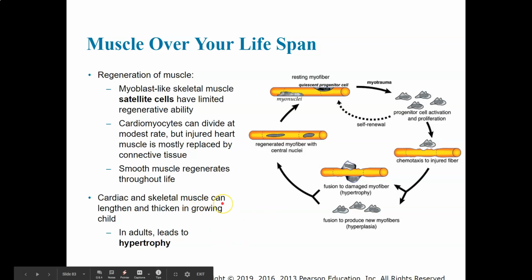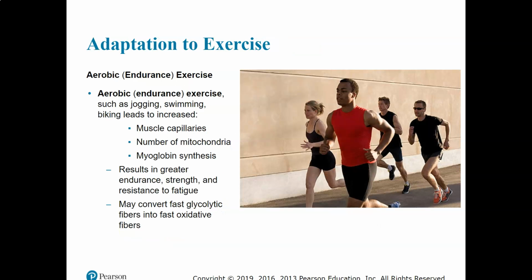Cardiac and skeletal muscle can lengthen and thicken when you are a child, but in adults, instead, we just get hypertrophy, where the muscle just gets thicker and bigger, not necessarily longer. Our muscles are going to respond to use, and they respond differently depending on how they are used.